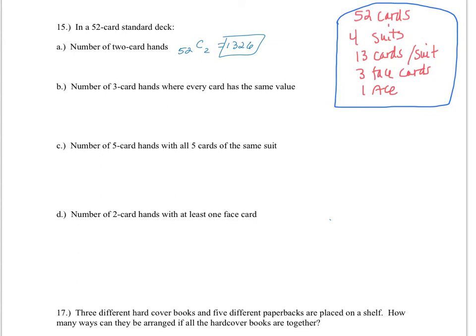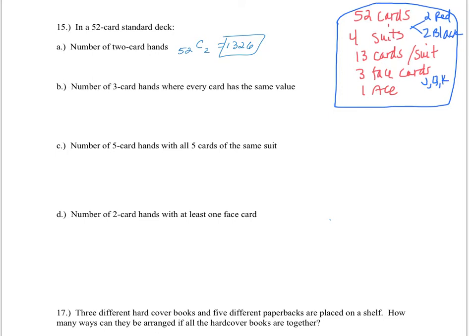Some of the basics: there's 52 cards in a deck. We don't count the jokers. Within those 52 cards, there are 4 suits, and within those 4 suits, there are 2 that are red and 2 that are black. There are 13 cards per suit. Of those 13 cards, there are 3 face cards: Jack, Queen, King, and then an ace.